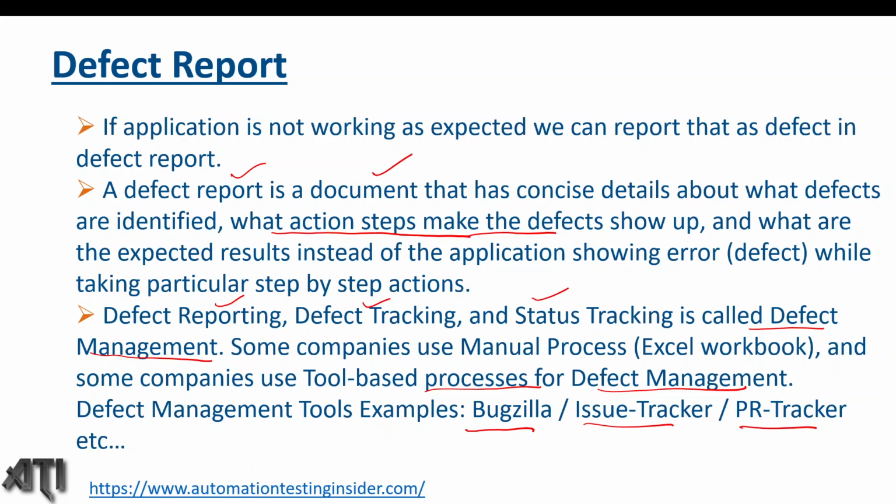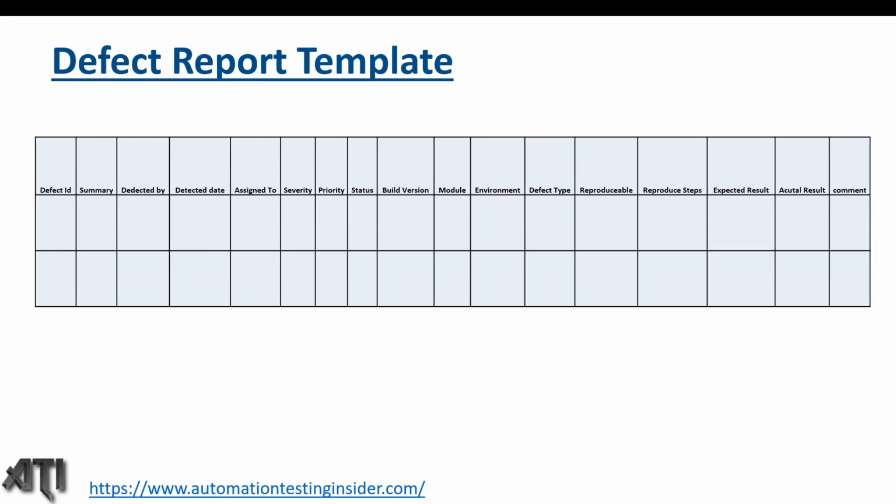Jira basically is a project management tool, but we can raise the defects over there. So it's kind of a complete project management tool. So this is the defect report template, guys. We have various fields in the defect report template, like defect ID, summary, detected by (the tester who found the defect), detected date, assigned to, severity, priority, status, and build version. Let me just show you the real-time template.